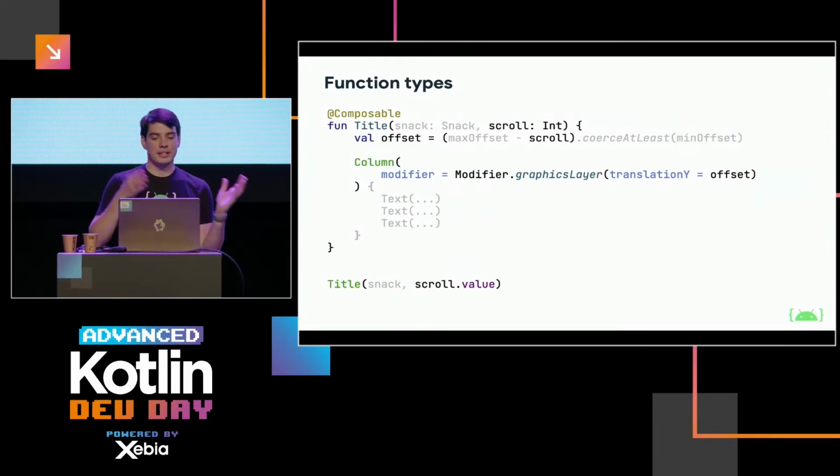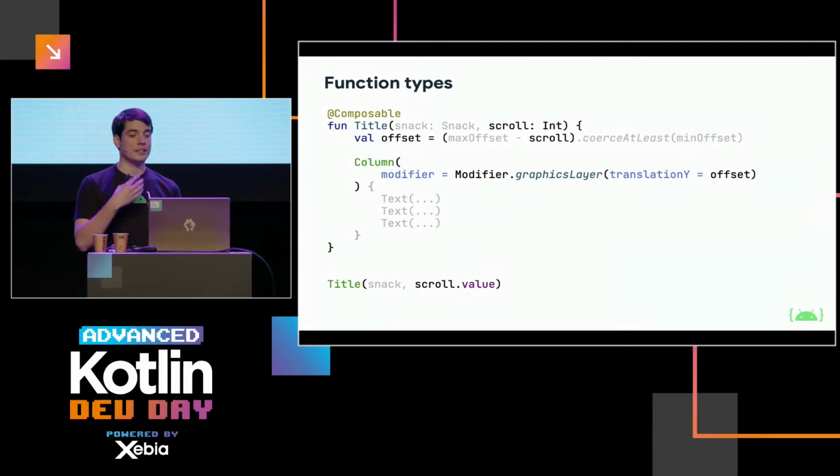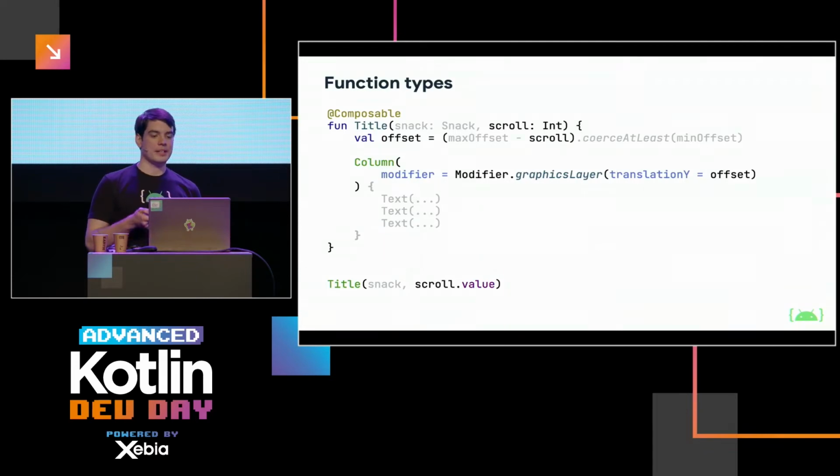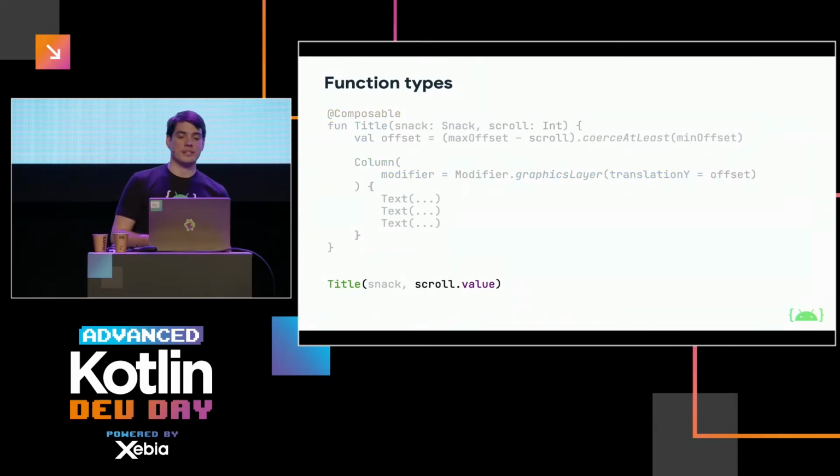And finally, we apply that offset to all of the content that the title function is creating by using the graphics layer modifier. Now, the way that Compose works is that there are pieces of state within your application that Compose is keeping track of. And this scroll state that we're passing in at the call site is one of these composable pieces of state. And so whenever that state changes, Compose will detect the change in the state, and it will know where that state has been accessed, and re-execute the code so that the UI can be updated to match the new state.